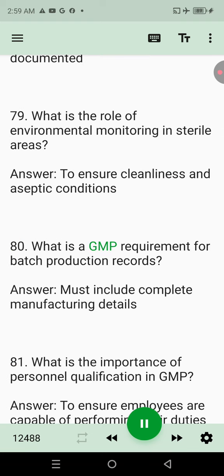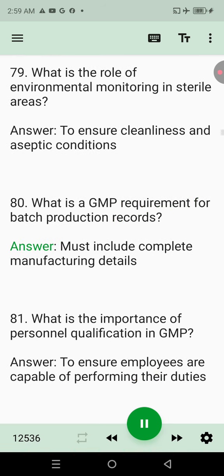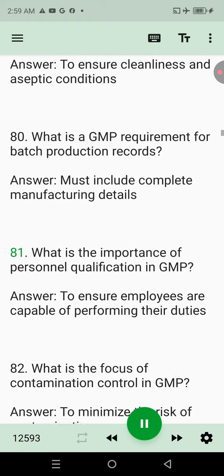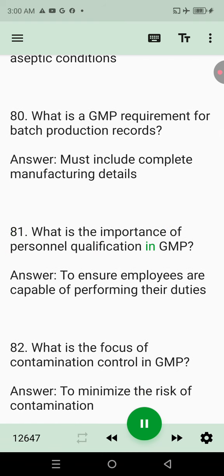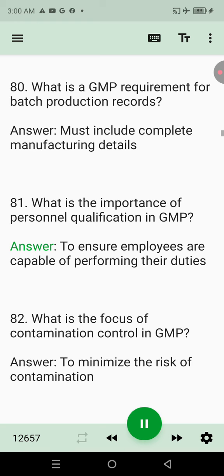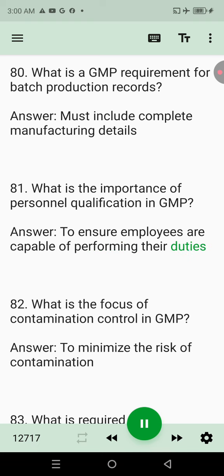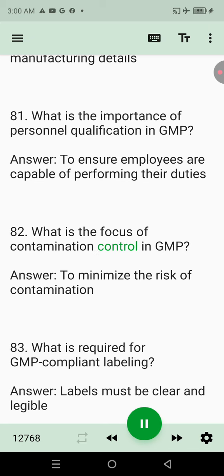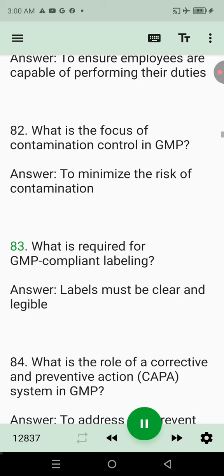80. What is a GMP requirement for batch production records? Answer: Must include complete manufacturing details. 81. What is the importance of personnel qualification in GMP? Answer: To ensure employees are capable of performing their duties. 82. What is the focus of contamination control in GMP? Answer: To minimize the risk of contamination.